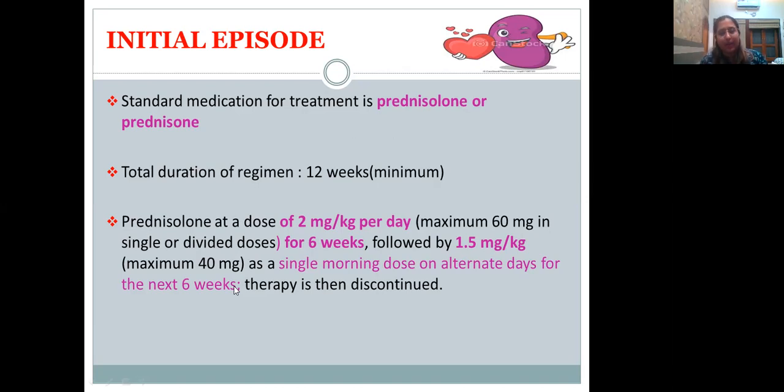Minimum therapy of 12 weeks for an initial episode. First 6 weeks, daily we give 2 mg per kg per day prednisolone, and over the next 6 weeks, on alternate days, we give 1.5 mg per kg. Steroid is usually administered to the child after a meal, in order to prevent steroid-induced gastritis.